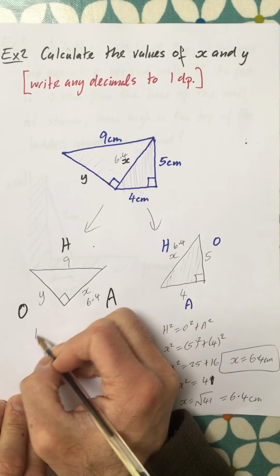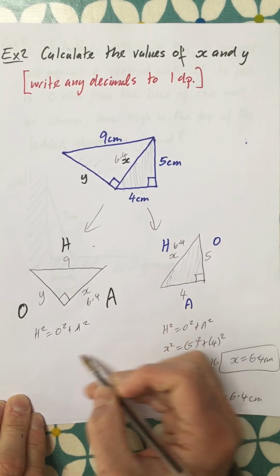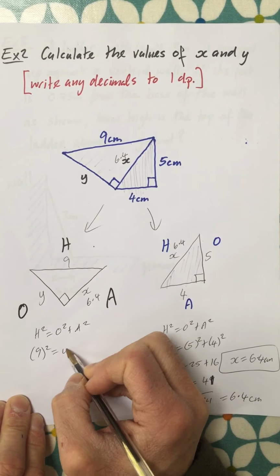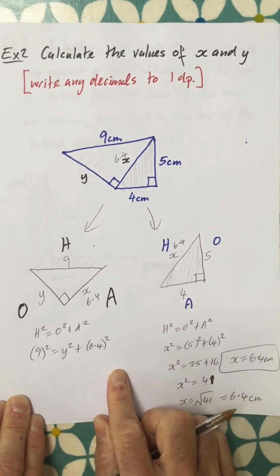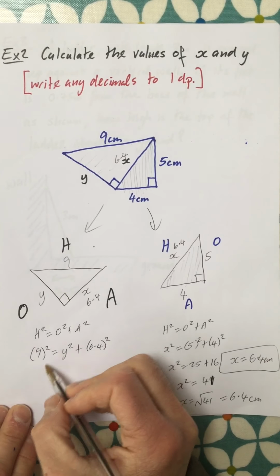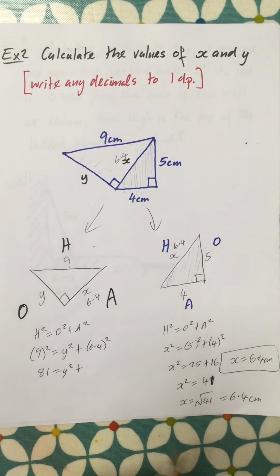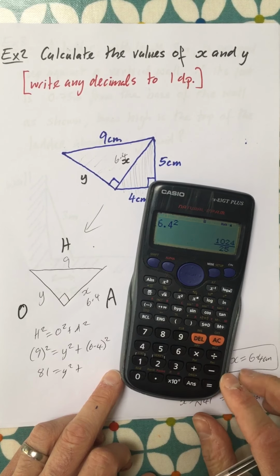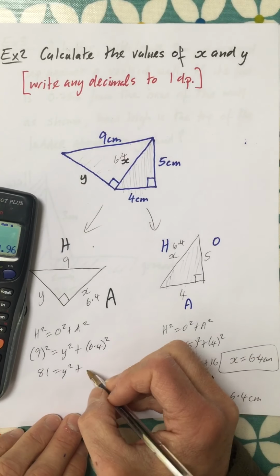So now we have h squared equals O squared plus A squared. So you got 9 squared equals y squared plus 6.4 squared, like so. Now 9 squared is 81, and 6.4 squared, well, I'll have to do that on my calculator. So 6.4 squared is 40.96.